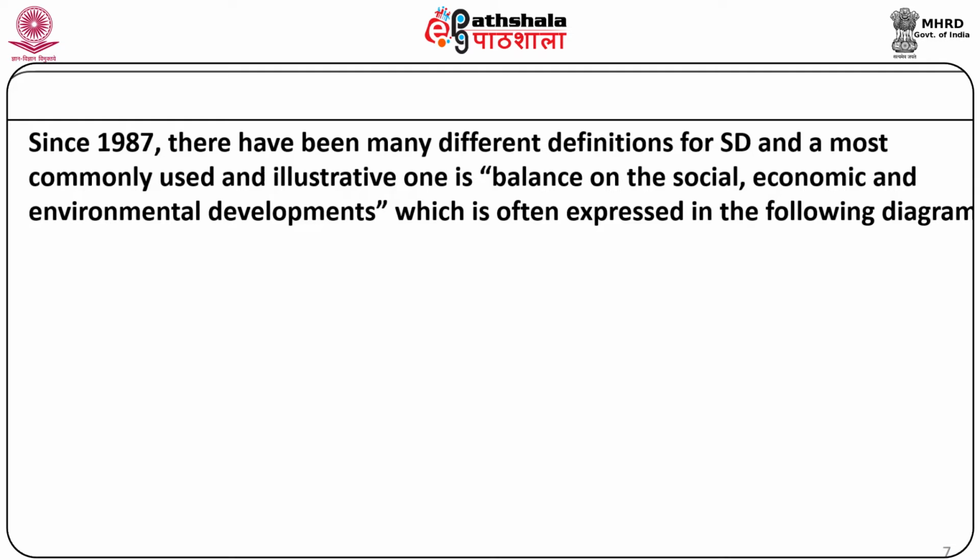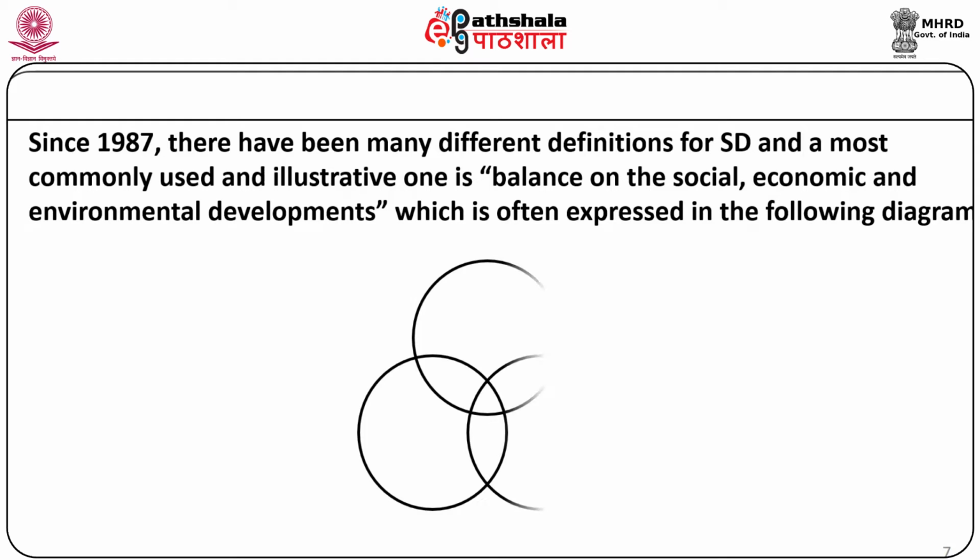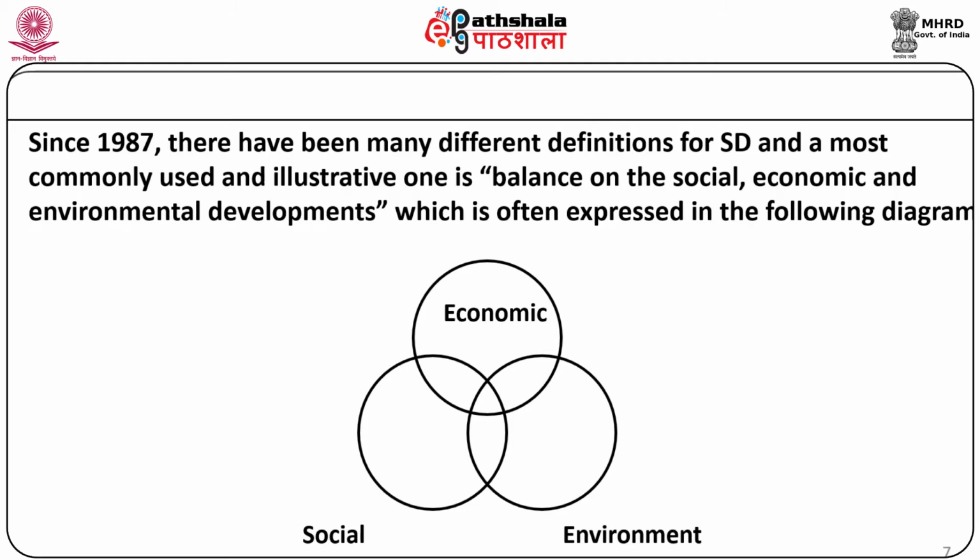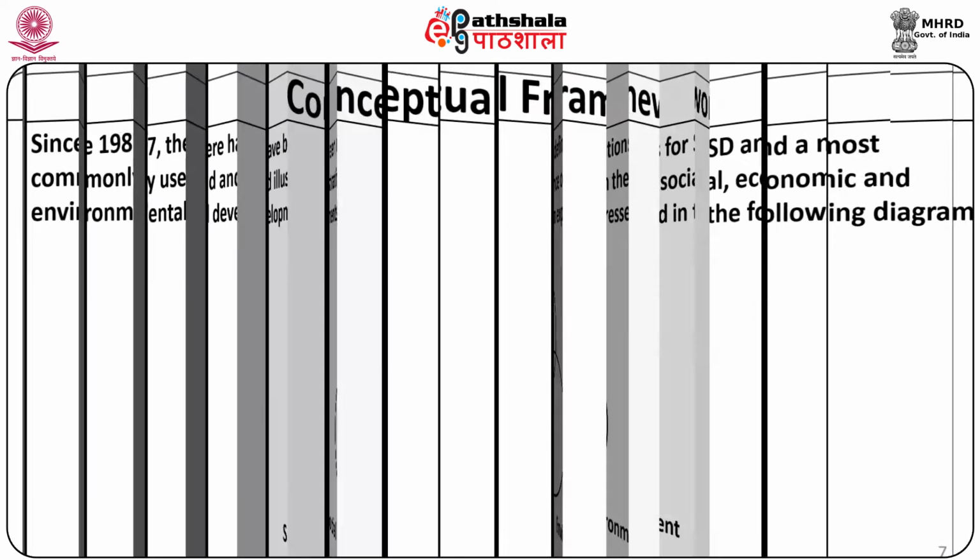Since 1987, there have been many different definitions of sustainable development, and the most commonly used and restrictive one is a balance of the social, economic, and environmental developments, which is often expressed in the following diagram. One is economic development, second is social development, and third is environmental development. All the three developments must equally be maintained, and that is the primary concern of sustainable development.